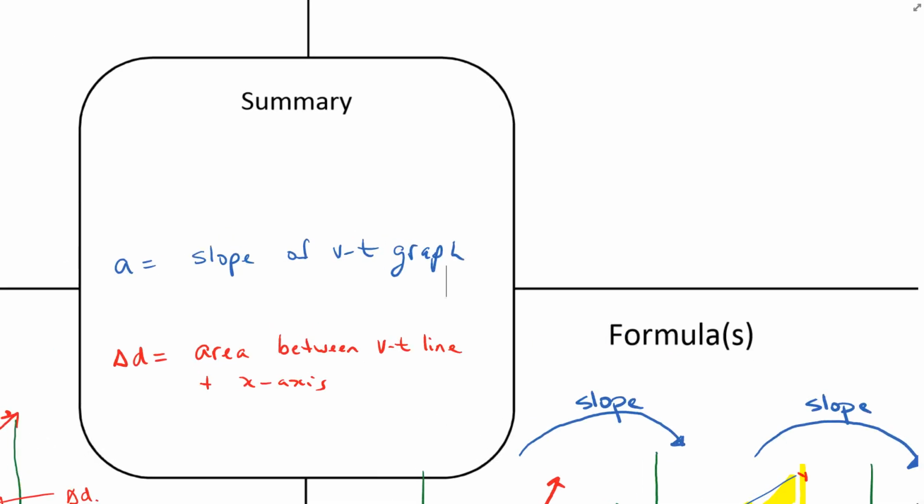So maybe I'll just do that here. We'll make a VT graph. And in this case, I'll make it look like we had one here. Not every VT graph looks like it, obviously. So my a is equal to the slope, and my displacement is equal to the area. And I'll even maybe color in that area one more time here. All right, and that is your summary.